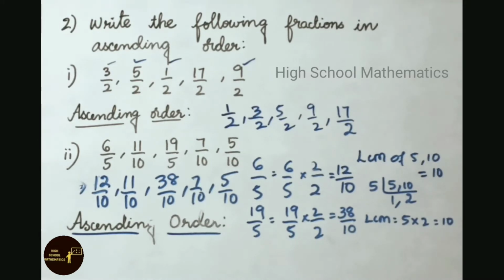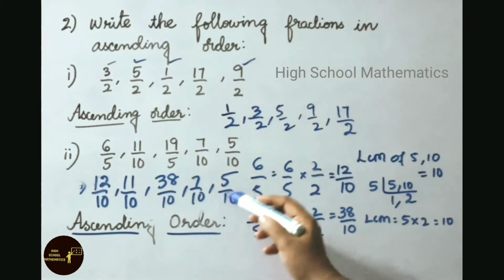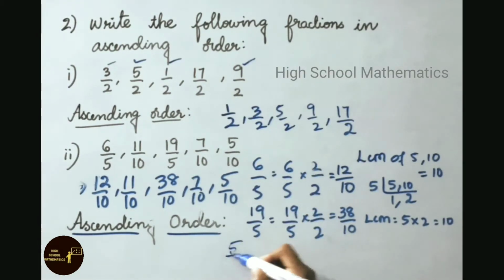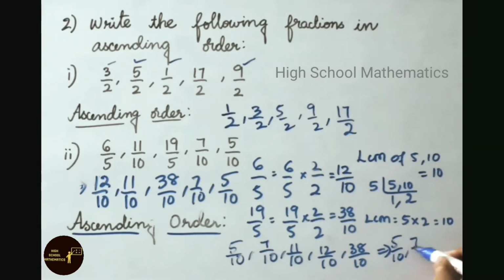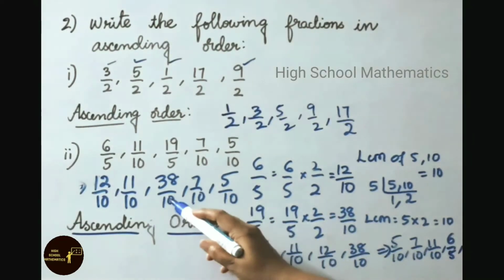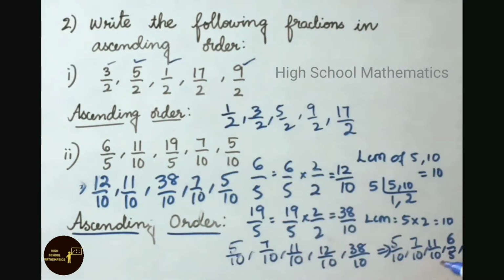Now let us write them in ascending order. Among all fractions, which is the least one? 5 by 10. So write the answer here, 5 by 10. Next 7 by 10, next 11 by 10, 12 by 10, 38 by 10. That implies 5 by 10, 7 by 10, 11 by 10, 12 by 10 means 6 by 5, write down. Next 38 by 10, that is 19 by 5, write down 19 by 5. Therefore the ascending order of the second question is 5 by 10, 7 by 10, 11 by 10, 6 by 5 and 19 by 5.